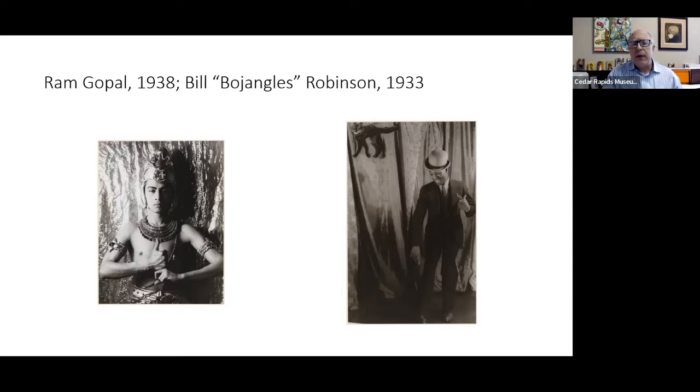What's unusual about Bill Bojangles Robinson's depiction is that you actually see him performing, and there's much more space between the viewer and the individual. And that is something that I think Carl Van Vechten, because of his interest in dance, was very, very sensitive to. He portrayed dancers differently than he portrayed most of his other sitters.